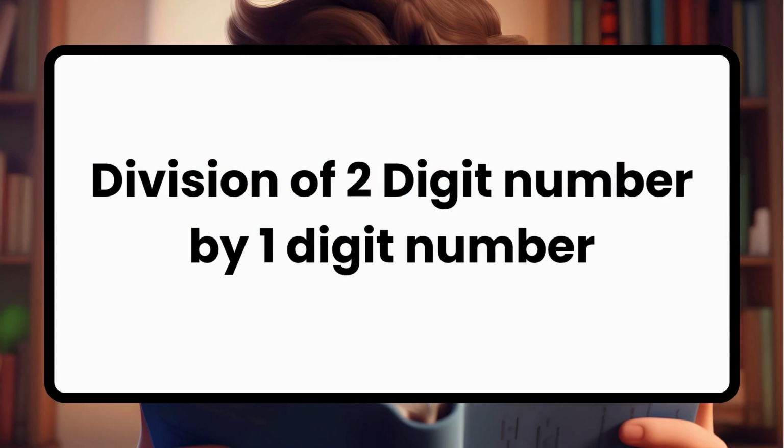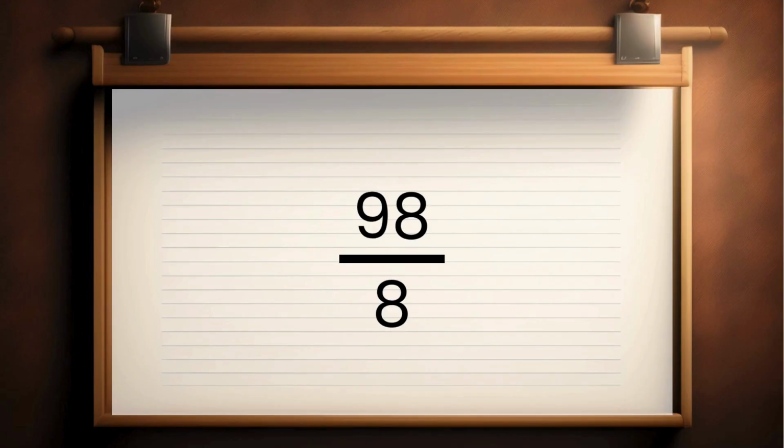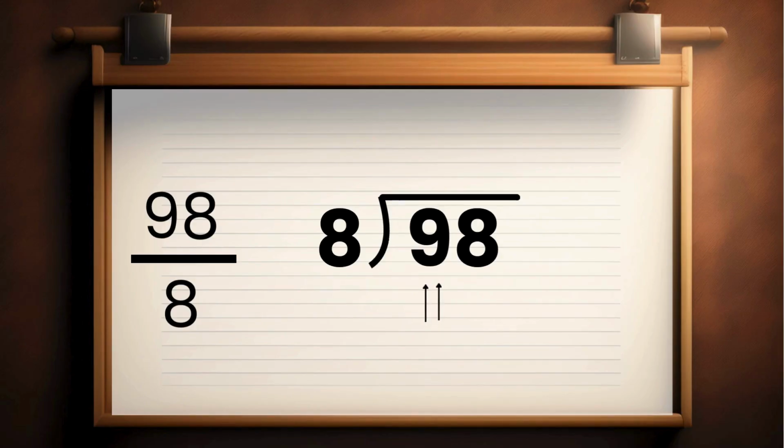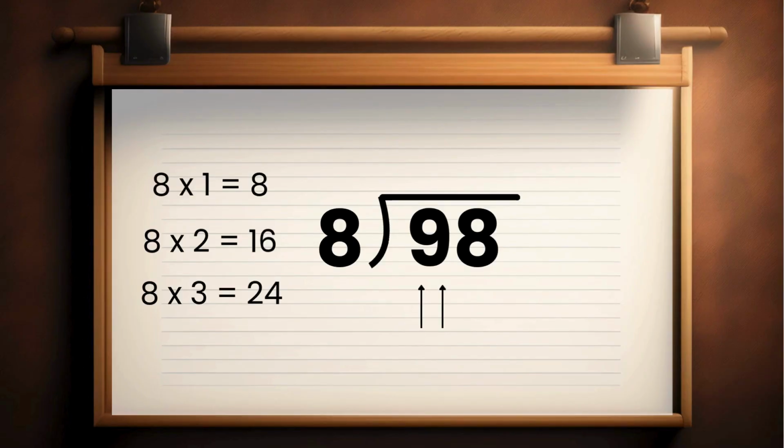Let us solve some problems. We will start by dividing a 2-digit number by a 1-digit number. So, 98 divided by 8. First, write divisor and dividend in appropriate positions. Start by looking at the first number in the dividend. Find the number in the table of 8 less than or equal to 9. 8 into 1 is 8. 8 into 2 is 16. 8 into 3 is 24. So 1 is the required number.